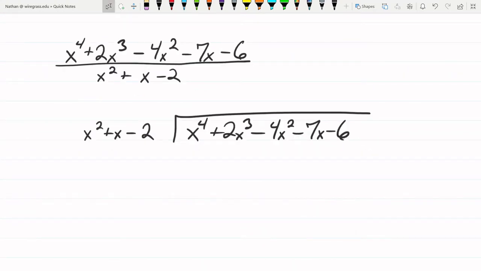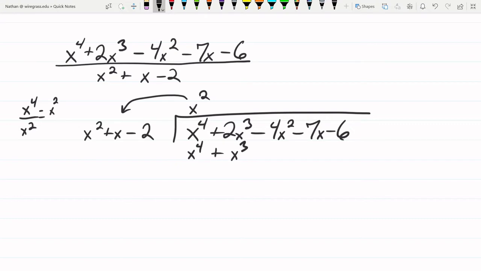Here's another division of polynomial function. And we're trying to divide this fourth power polynomial by this squared polynomial. And same process, x to the fourth divided by x squared is always the first step. This, of course, is just x squared. And then distribute the x squared into the divisor. So x squared times x squared is x to the fourth. X squared times x is x cubed. X squared times negative 2 is negative 2x squared.